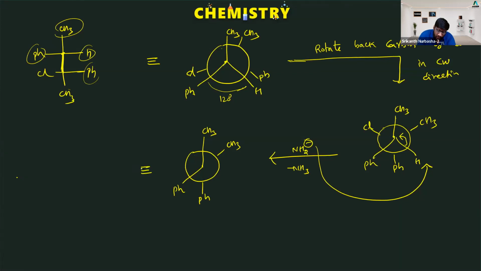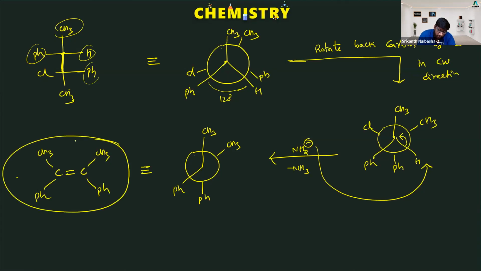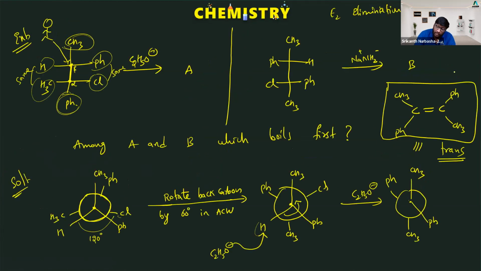So can I write the same as a carbon-carbon double bond with the front carbon and back carbon? Front carbon methyl and back carbon methyl, they are on the same side. Front carbon phenyl and back carbon phenyl are on the same side. So what type of compound is your B? This is your compound A.